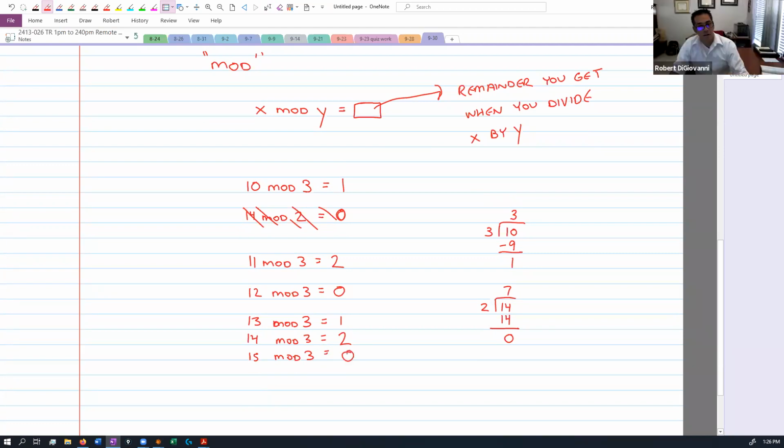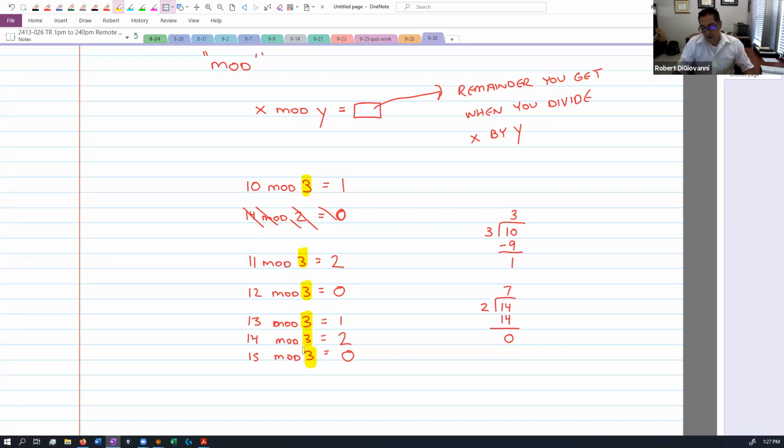Do y'all see something happening here? If we do mod 3, what are the only possible answers that we are getting out? 0, 1, and 2, right? So if you do mod 3, there's only 3 possible answers that can come out. Yes? 0, 1, or 2.